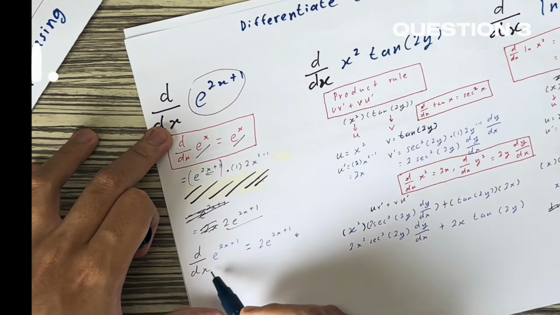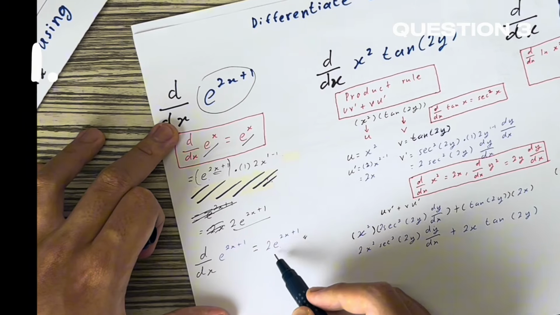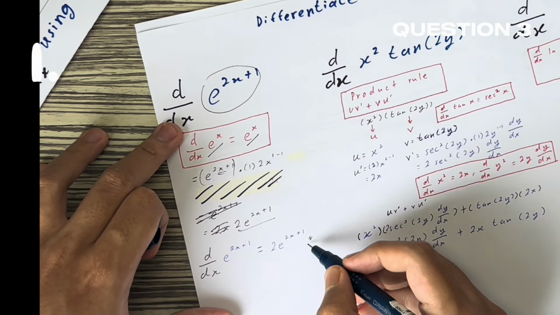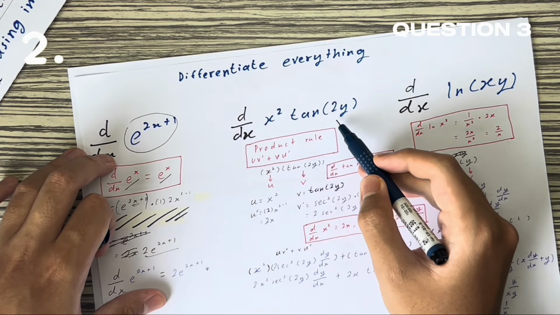Now we know if we differentiate e to the power of 2x plus 1, we will get 2 e to the power of 2x plus 1. Now we are done here. Let's move on to the second one. The second one, we have to differentiate x squared times tan 2y.